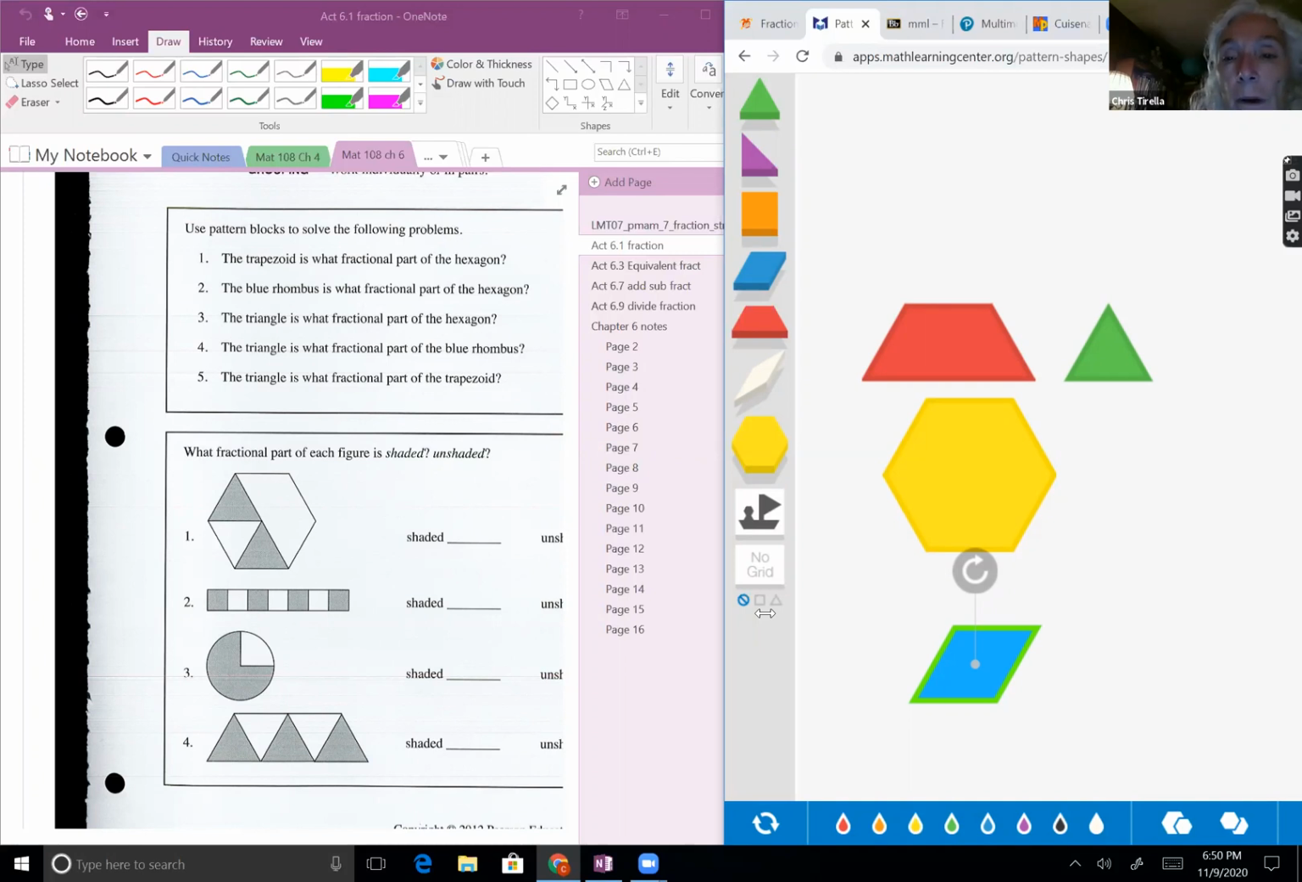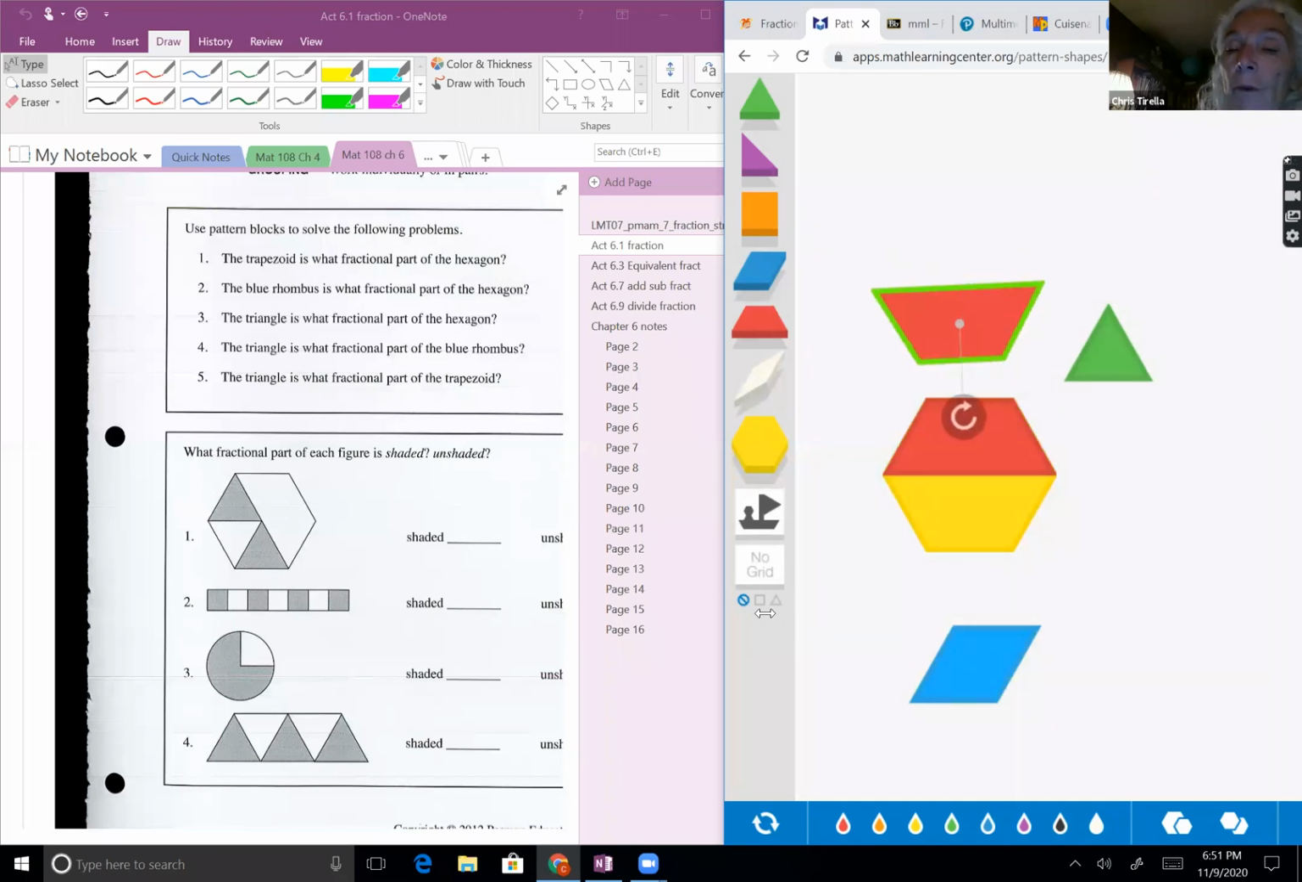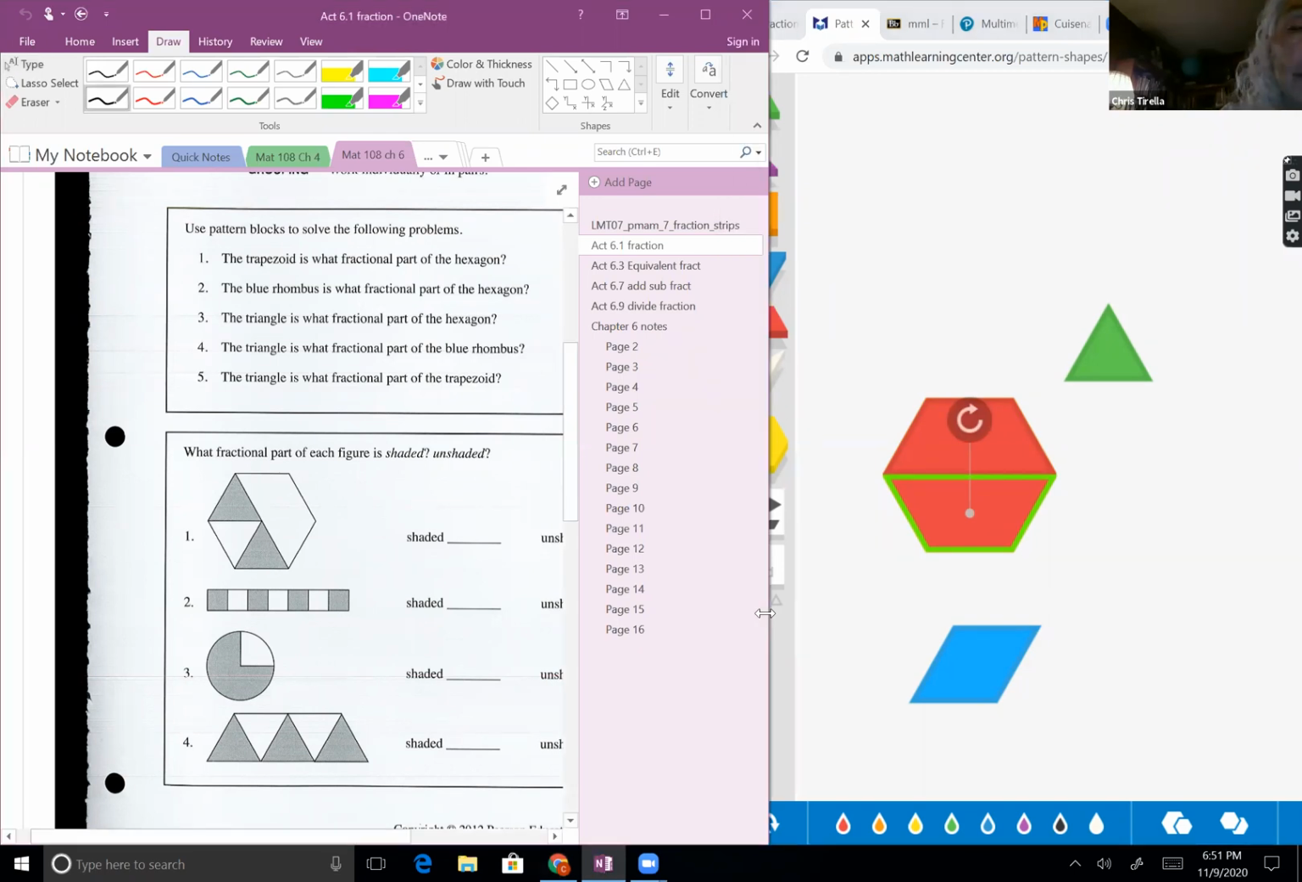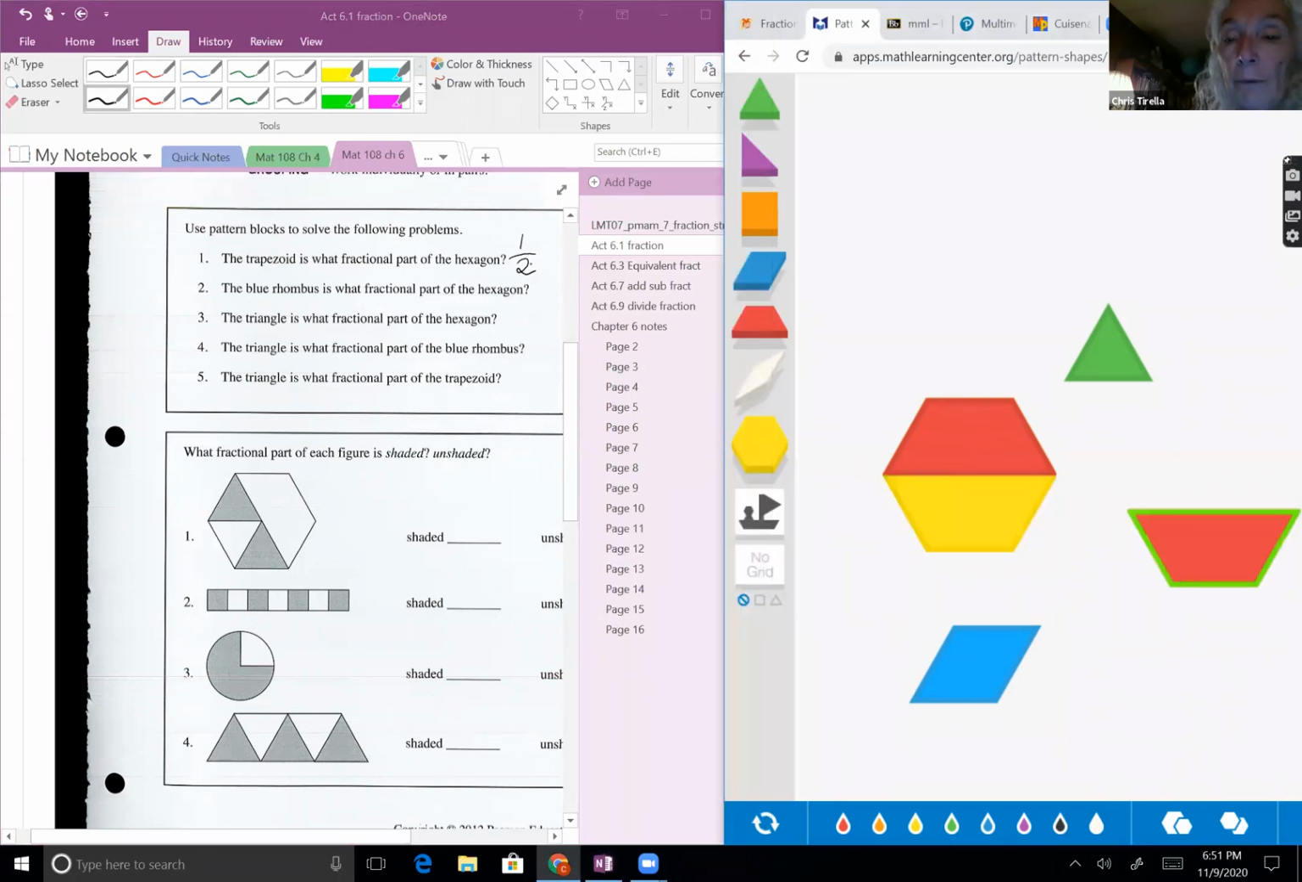So let's, question 1, compare the red trapezoid to the yellow hexagon. The red trapezoid would be what fraction of the yellow hexagon? Yeah. And why? Those two trapezoids make one hexagon. Okay, so are we all in agreement that since 2 trapezoids make 1 hexagon, the trapezoid would be half of the hexagon? So now I'm going to move my trapezoids out of the way.